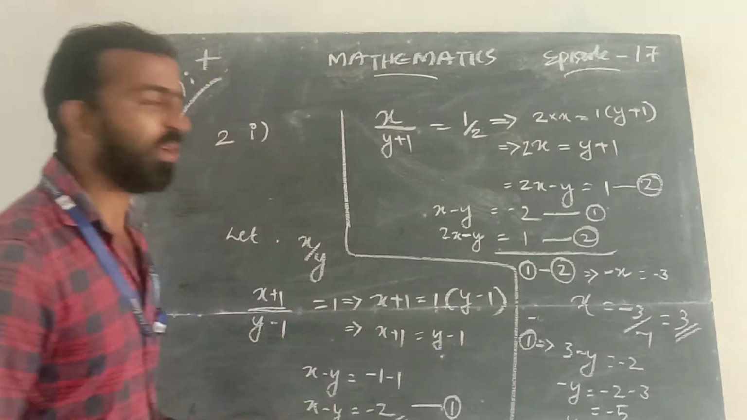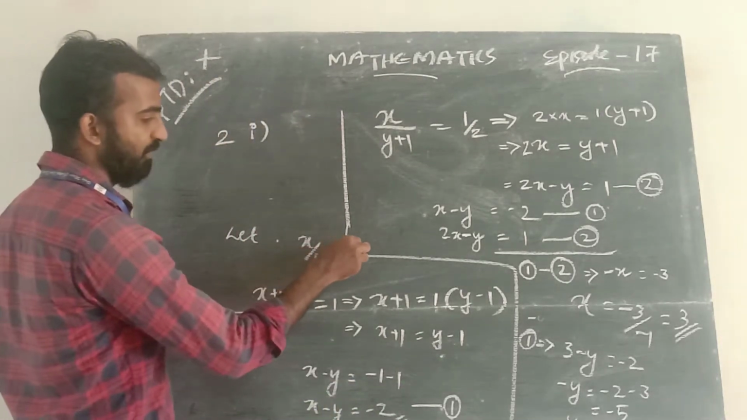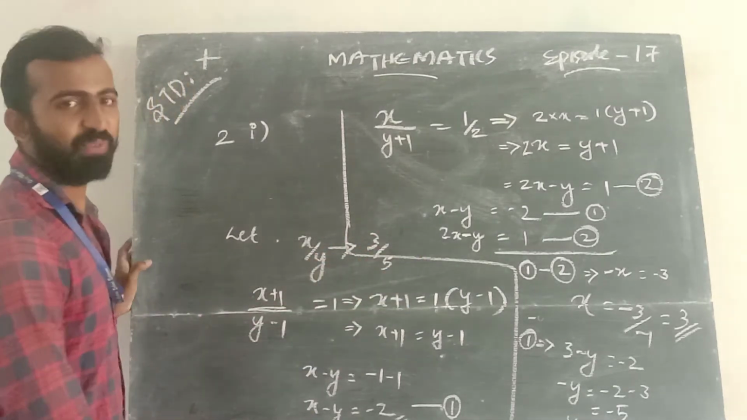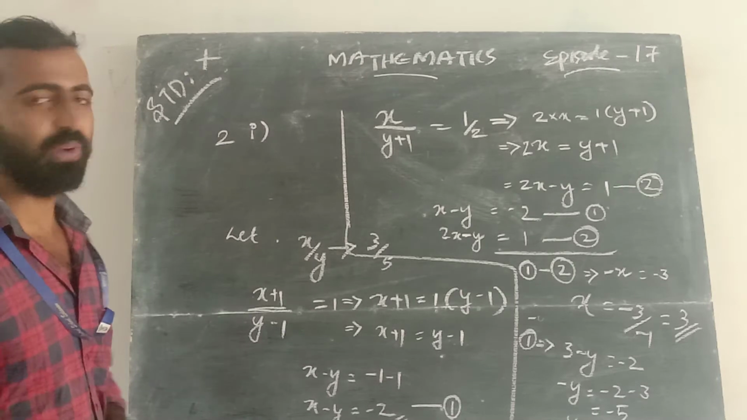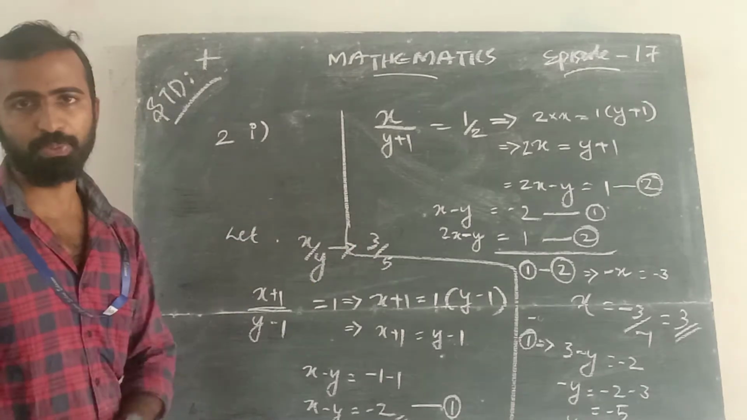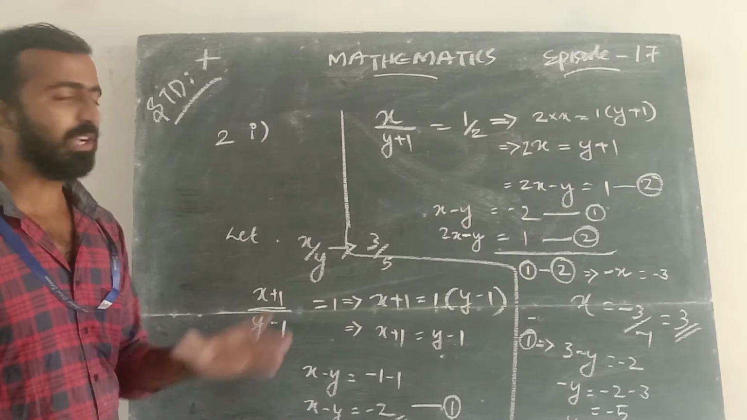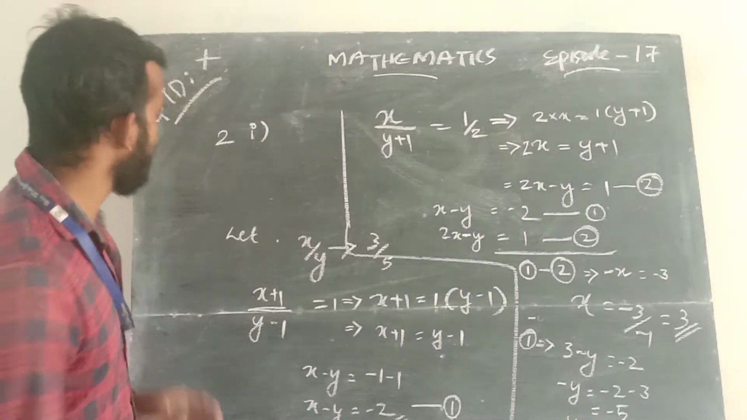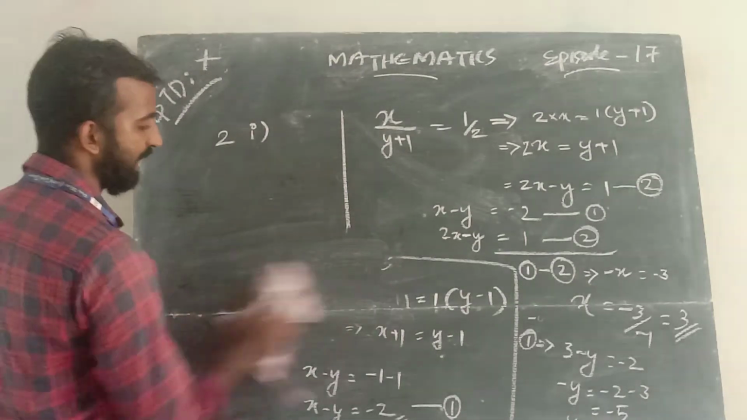What is our fraction? x by y. Our fraction is 3 by 5. This is the answer for the second question, first part. Any doubt? Okay. And next one is the second question, second part.